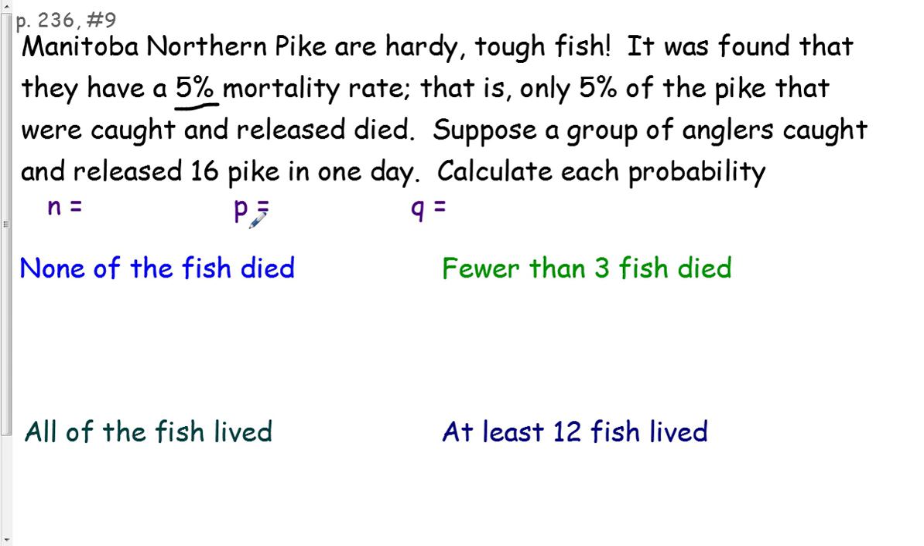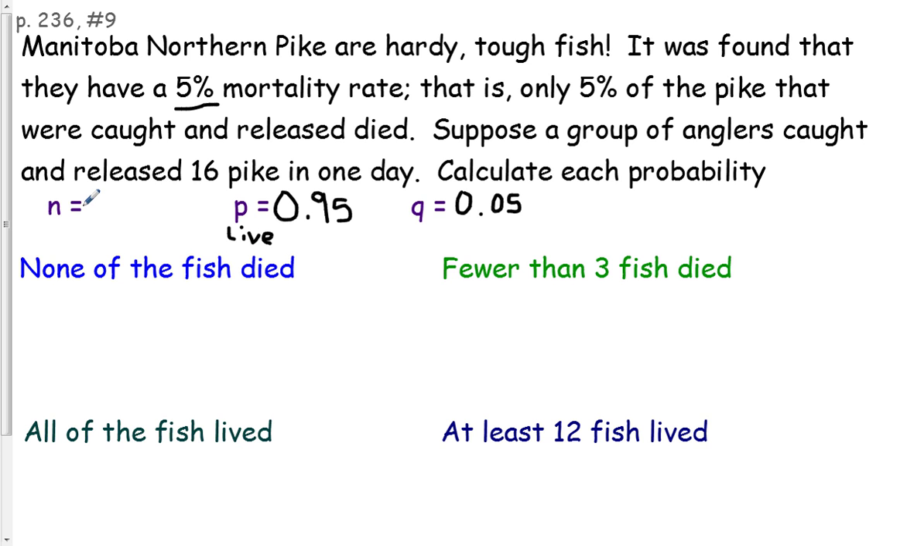Okay, so 5% is their success rate, right? Because actually, sorry, that's a Q. Q is 5%. 5% would be dying, so dying would not be considered a success. So that means P is going to be 95%, the chance that they're going to live. Again, just make that a note. We could put that success would be dying. Sounds a little grim, but you'd have to keep that in mind when we're talking about all the fish living, down here for letter C.